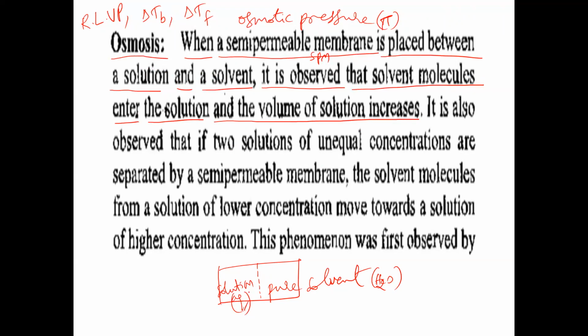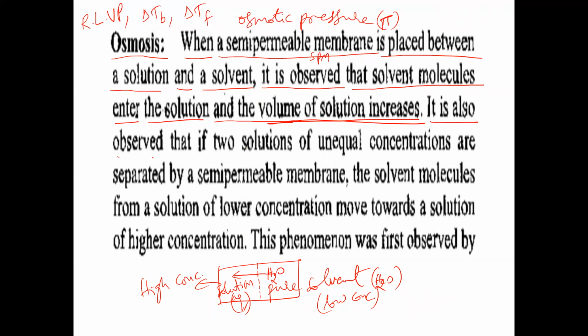Now what happens? Where is the concentration less? In this case, low concentration is on the pure solvent side and high concentration on the solution side. From the lower concentration region, the solvent molecules, here H2O, pass through the semi-permeable membrane and enter the solution side. From pure solvent, the H2O enters the solution. Then the volume of solution increases.